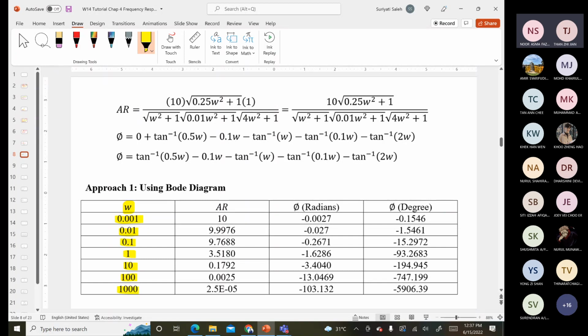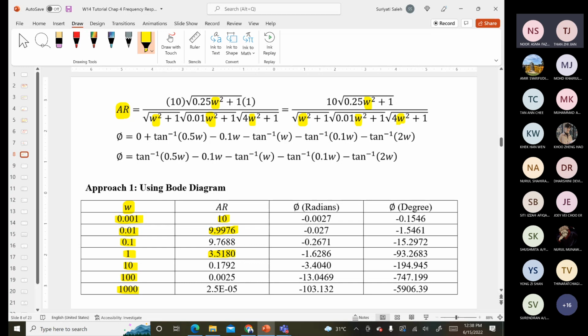Based on the amplitude ratio, you can see this is your W. This W will be substituted with the respective frequency to obtain the final value of your amplitude ratio. For example, in this case, when I put W equal to 1, the AR is 3.5180. Then we switch to another value of frequency, 0.01, it produces 9.9976, and so on. So you need to complete this kind of table for the purpose of plotting.